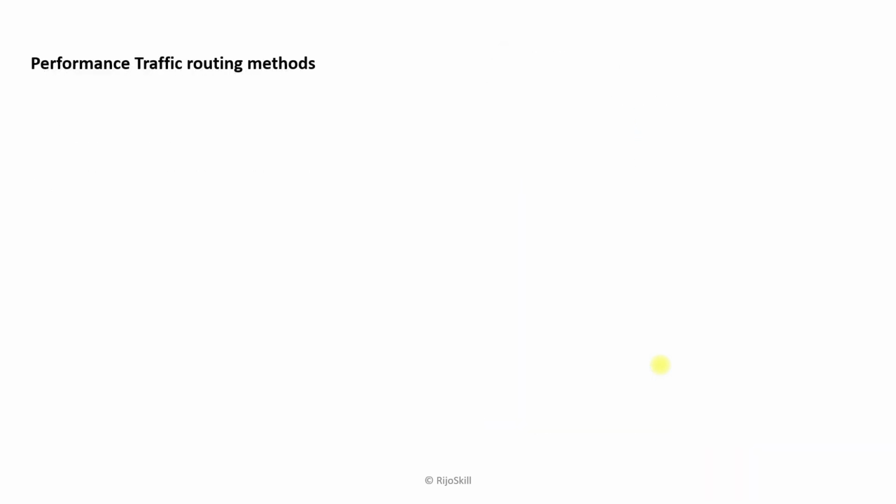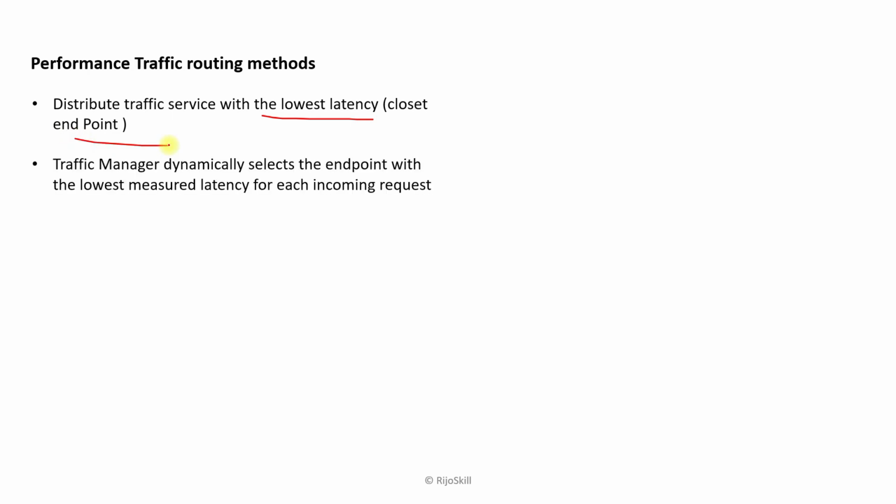Next one, the performance traffic routing method. So what does performance mean? It distributes the traffic to the service with the lowest latency, in the closest endpoint. It means Traffic Manager dynamically selects the endpoint with the lowest measured latency for each incoming request. This selection is based on ongoing analysis of the round trip time.